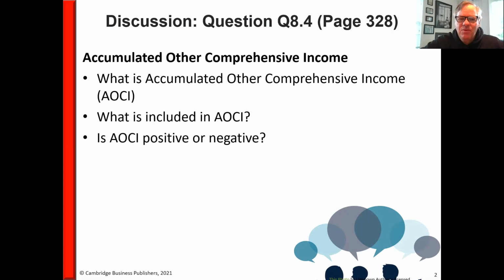So, what is accumulated other comprehensive income? What is included in it? Is it positive or negative? And I would probably put a fourth question here: where does it actually show up on the financial statements? You probably want to integrate that into your first question when you describe what it is.